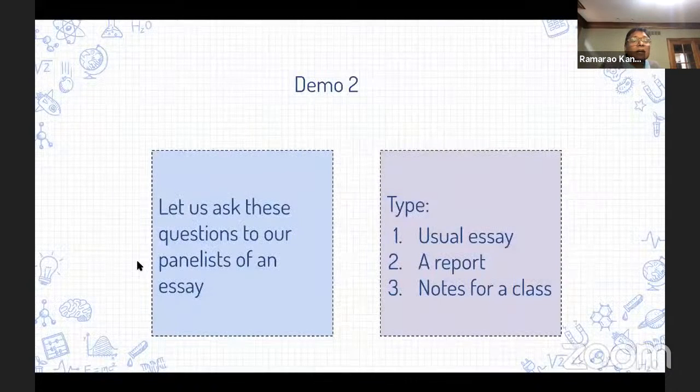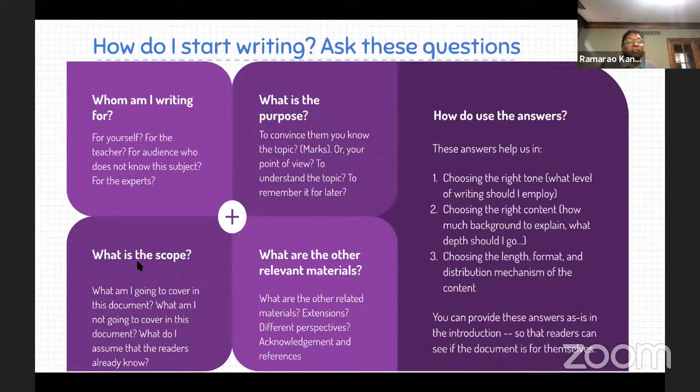Sorry. The third one is, what is the scope? That is, how much am I going to write? I can write, for example, 20 pages, 30 pages, or 2 pages, half a page. What exactly am I going to cover? How much am I going to cover? What are the mechanics, and how am I going to distribute it? How am I going to give it to others? These are the kinds of things that you need to understand.